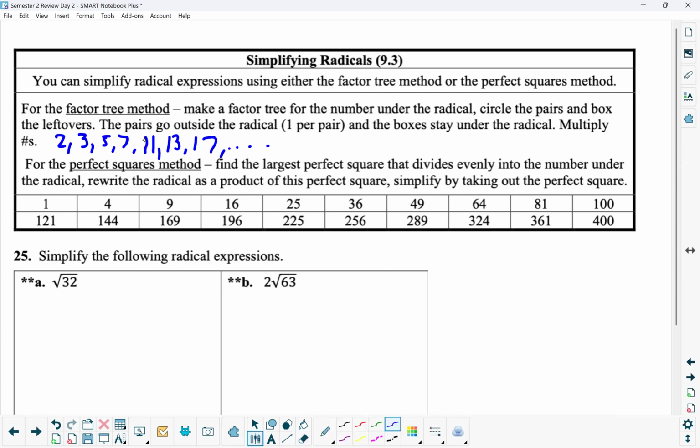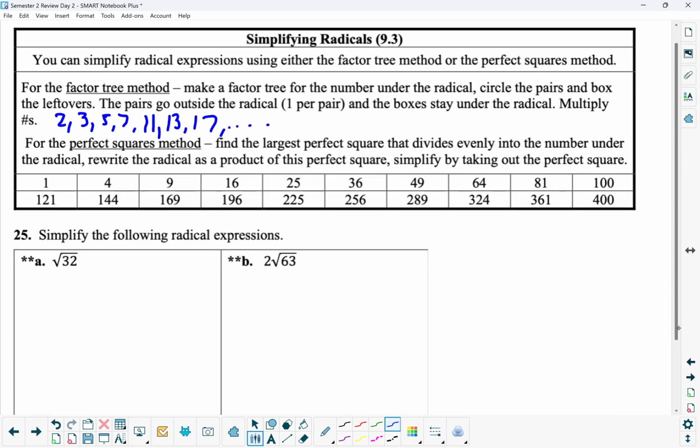There we go. For the perfect square method, find the largest perfect square that divides evenly into the number under the radical. Rewrite the radical as a product of this perfect square. Simplify by taking out the perfect square. And we'll take a look at one example of each.